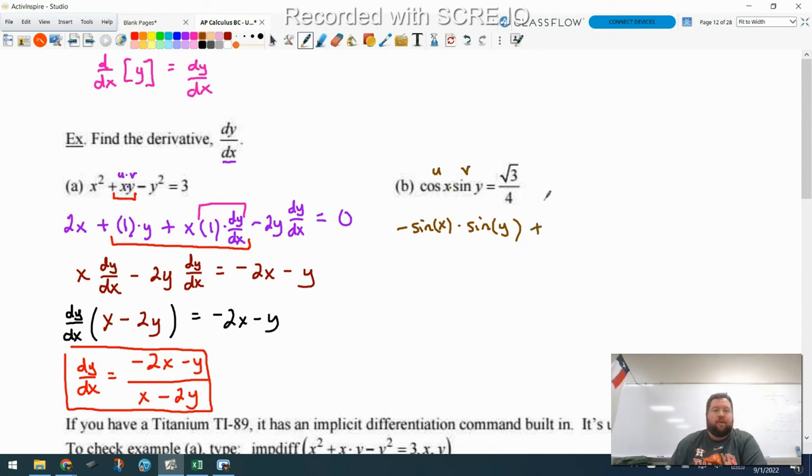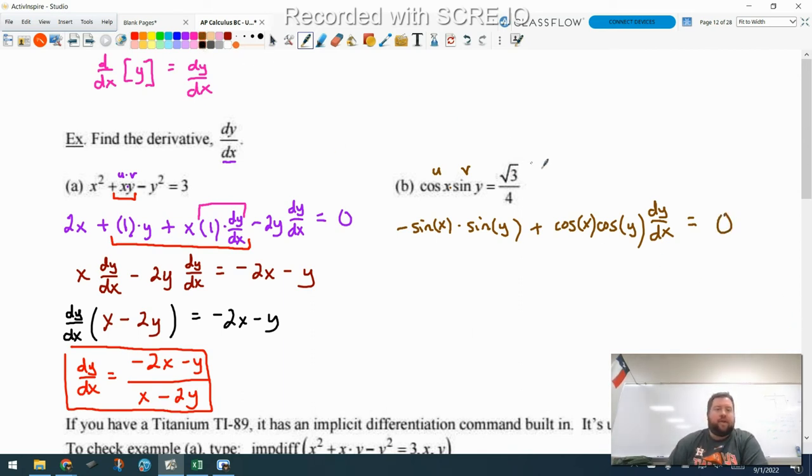Plus, keep the u, keep cosine x. Now I'm going to take the derivative of sine y, which is cosine y. Since I took the derivative of the y piece, I do need to include my dy over dx right there. Equals, this is a constant, derivative of a constant is 0.